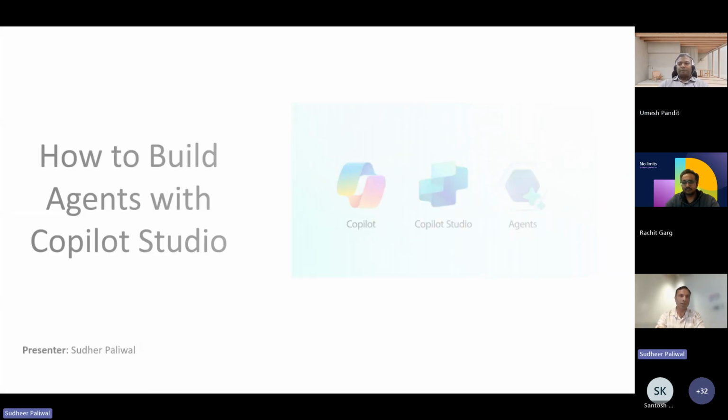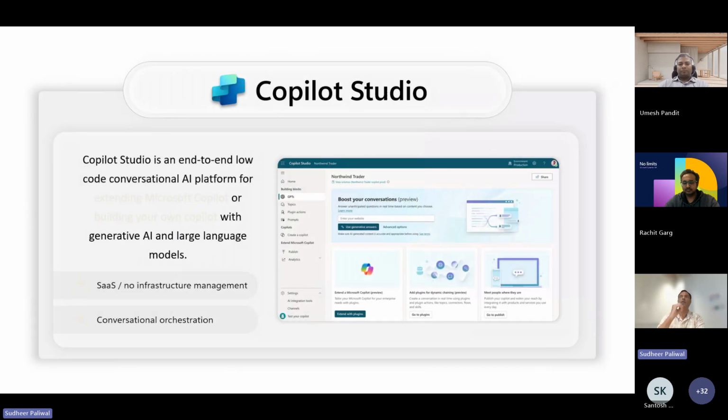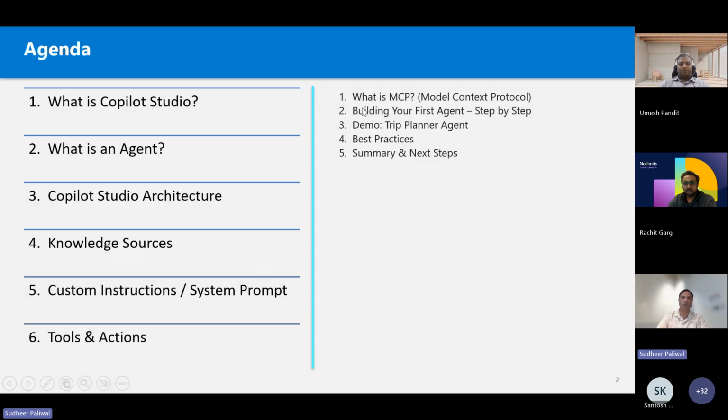The agenda of this session is how we can build our own agent. We all know about Copilot Studio. On the screen itself, we see the option where we can start building our own agent. First let me cover the basic part, and then I will showcase how easily we can start building your agent. The main thing we are going to cover is Copilot Studio: what is an agent, what is the architecture, knowledge sources, custom instructions, system prompt, tools, and all.